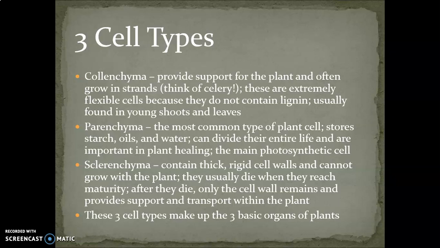They help heal plants. These are the ones that are going to produce the photosynthetic cells, whereas the last type, the sclerenchyma, are the ones that are going to produce thick, rigid cell walls. They provide the structure for the plant. They do not continue to grow the entire life of the plant. Once they die, they leave their rigid cell wall, very rich in lignin, as just support for the rest of the plant to hold it up.